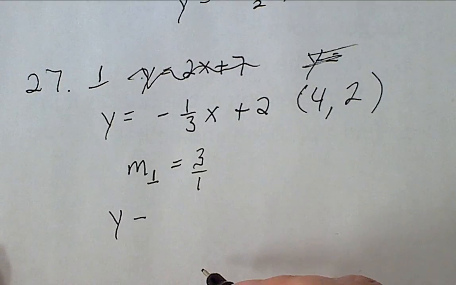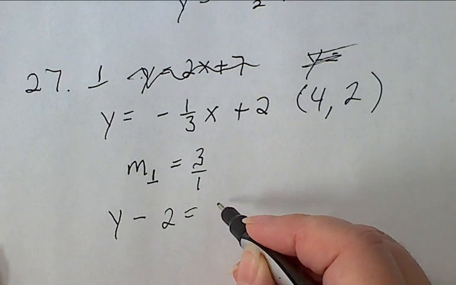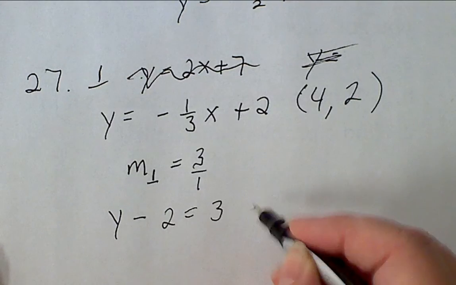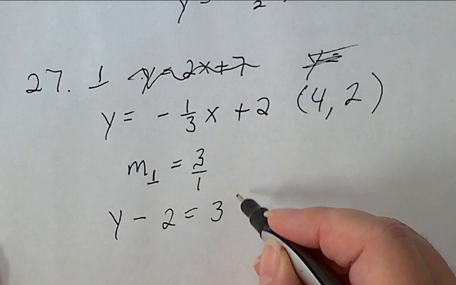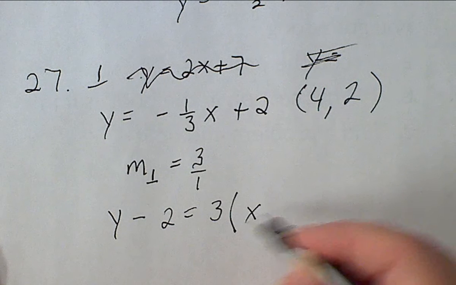Alright, so now you were saying that we put it into the y minus 2 equals 3. Well, 3/1 is just 3, so 3 parenthesis x minus 4. Very good.